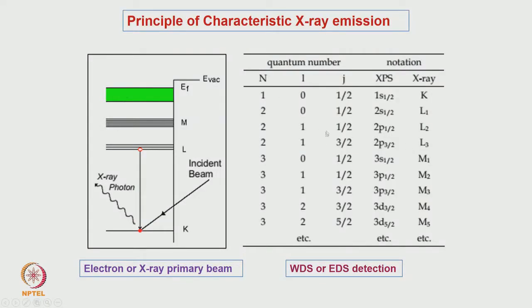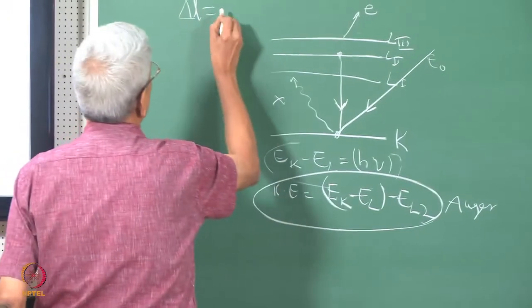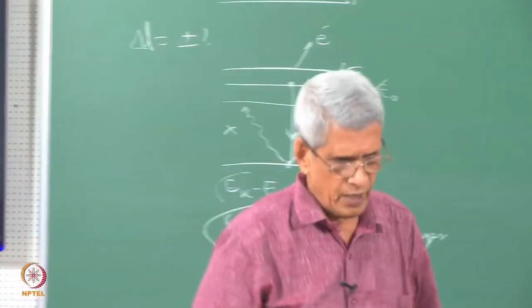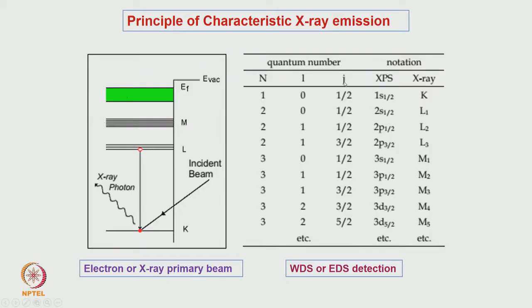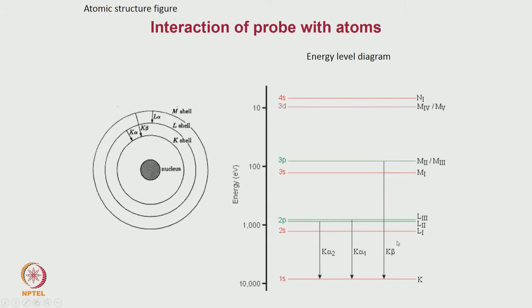So, essentially there are some transition rules which have to be followed when X-ray photo emission takes place. These rules are that delta L, the angular momentum change, should be equal to plus or minus 1. This is the rule which is followed. In this table, I had given the assignment of the different levels and the type of designation which is given for the various levels.